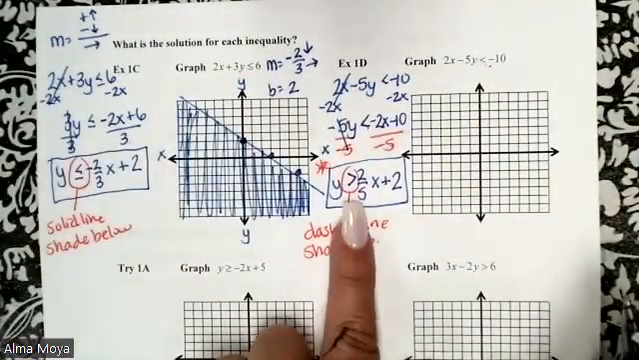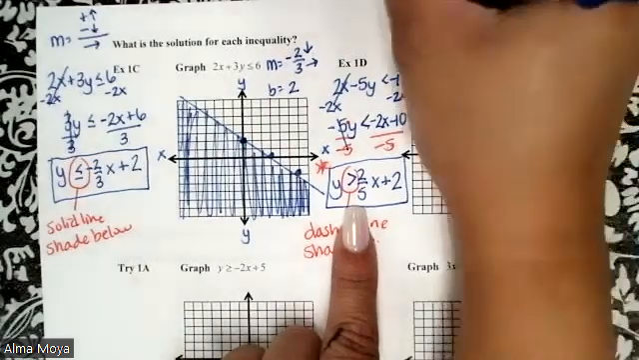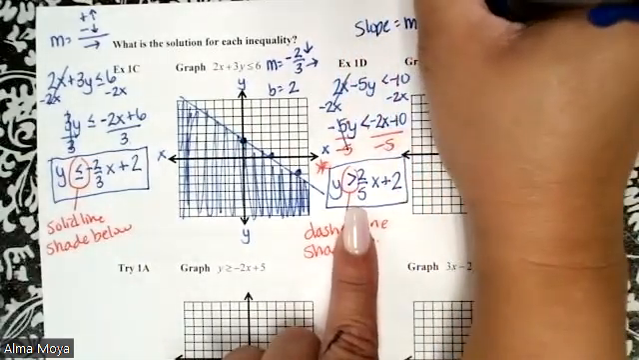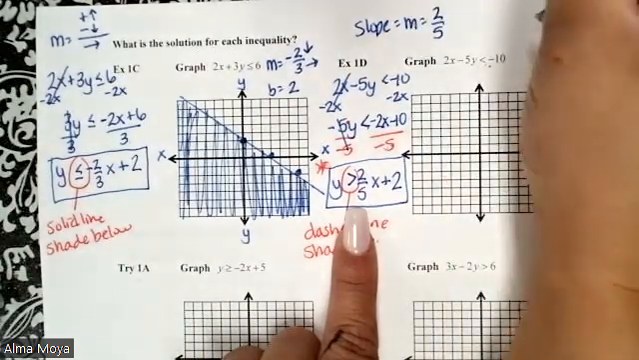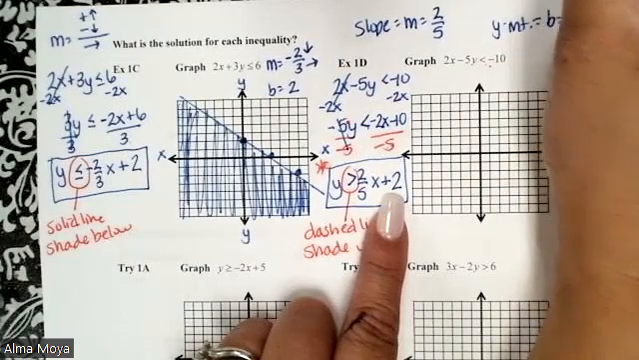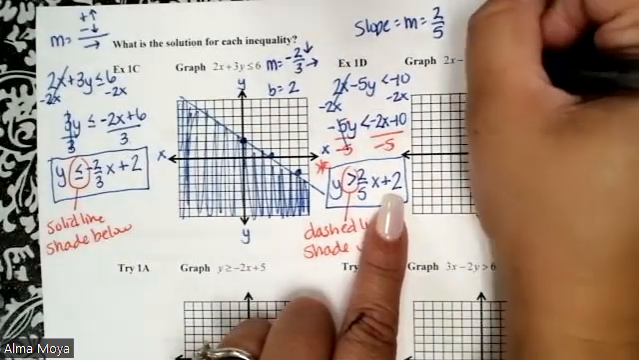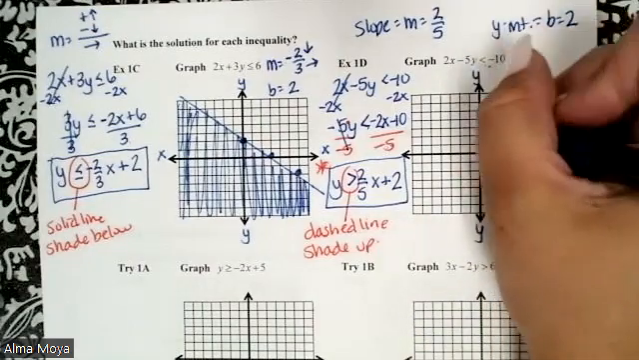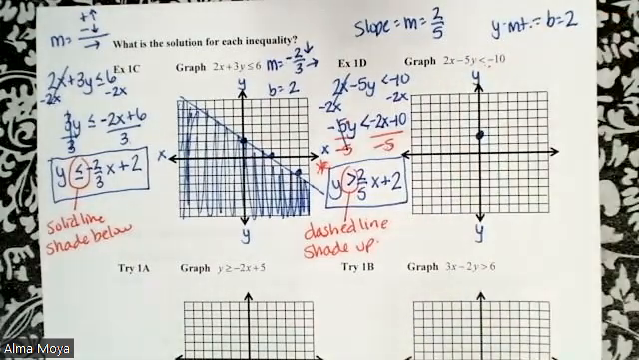Now, in this case, your m is going to be 2/5. So the slope, which is the m, is 2/5. And then the y-intercept, which is the b, is going to be the number 2. So I need to graph the y-intercept first. So I'm going to go ahead and graph the number 2. So 2 is right here.